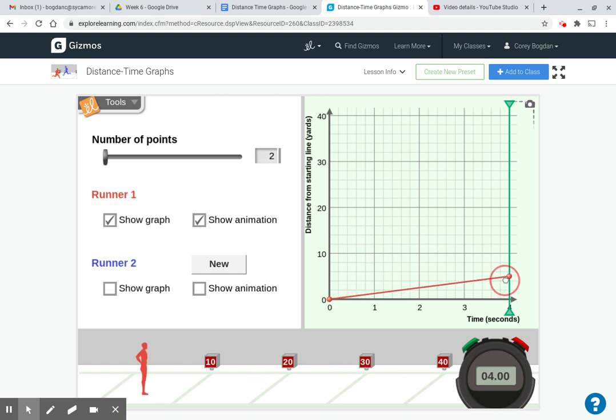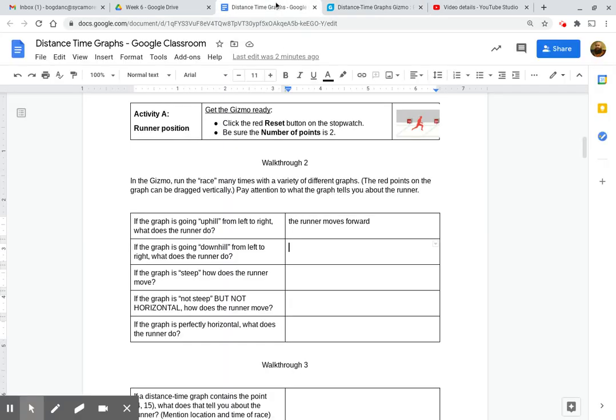So when the graph is not very steep, they're going to only cover 10 yards in 4 seconds. Here, they're going to cover 20 yards in 4 seconds. So that's a lot faster. Here, they're going to cover 30 yards in 4 seconds. And here, they're going to cover 40 yards in 4 seconds. So the steeper the line you have, the more distance you are going to cover in that amount of time. So they're basically moving faster.